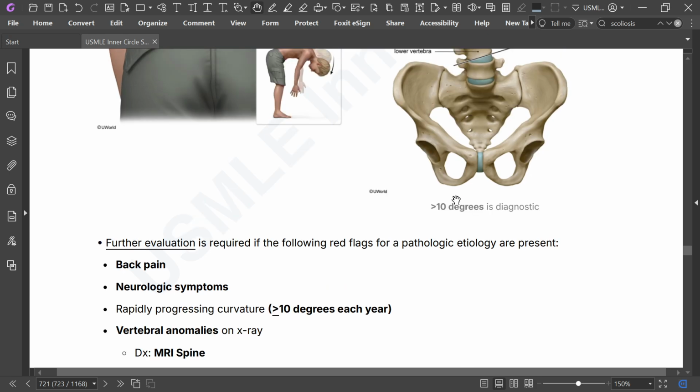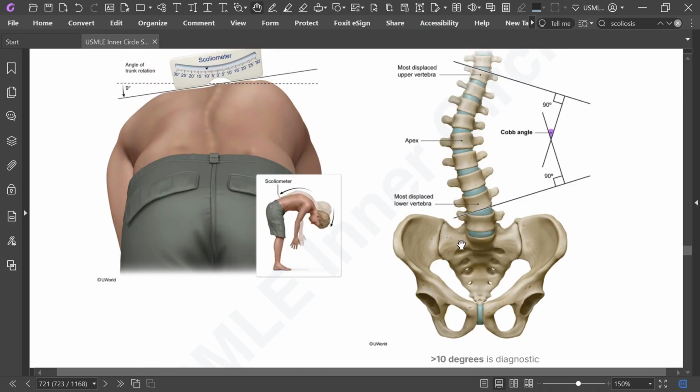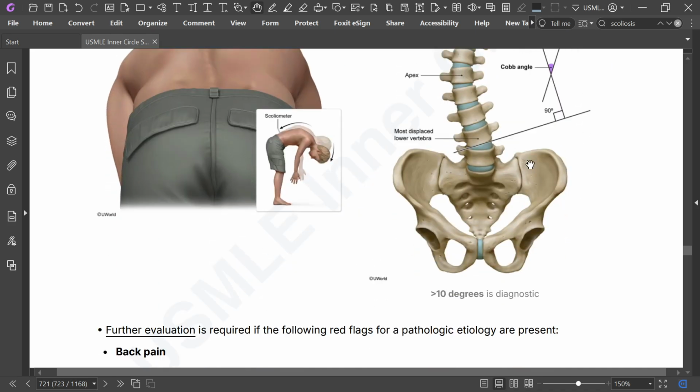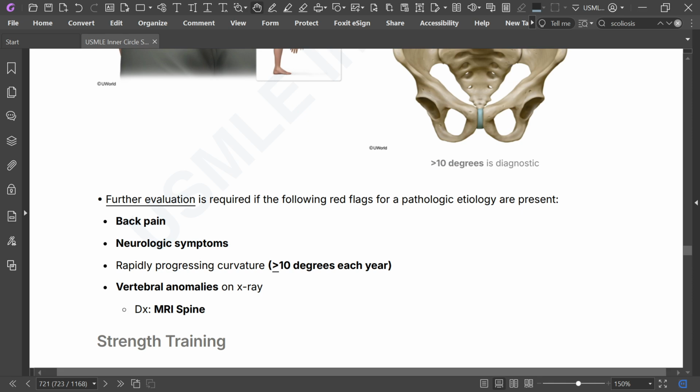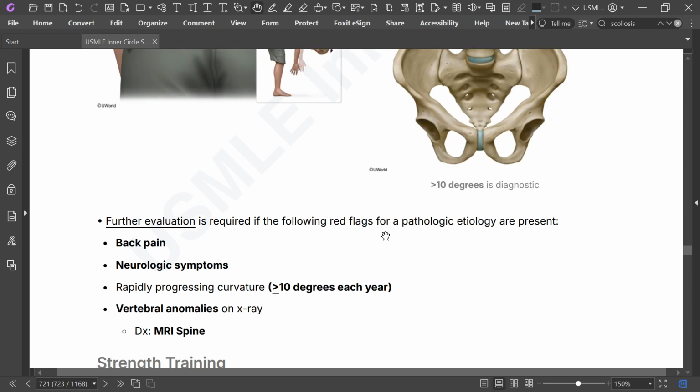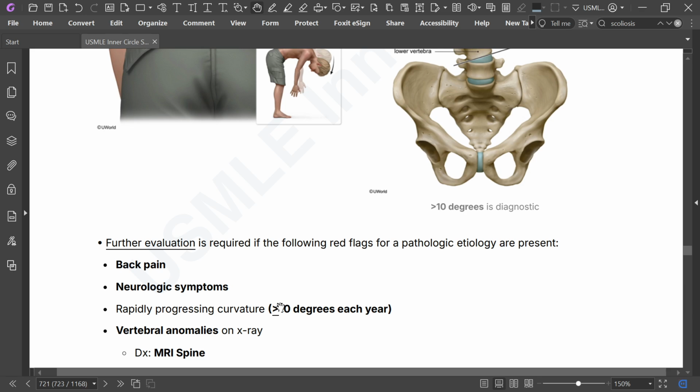More than 10 degrees is diagnostic. This Cobb angle of more than 10 degrees is diagnostic. Further evaluation is required if the following red flag pathology are present: back pain, neurologic symptoms, rapidly progressing curvature more than 10 degrees each year, and vertebral anomaly. If there is vertebral anomaly on X-ray, do MRI of the spine.